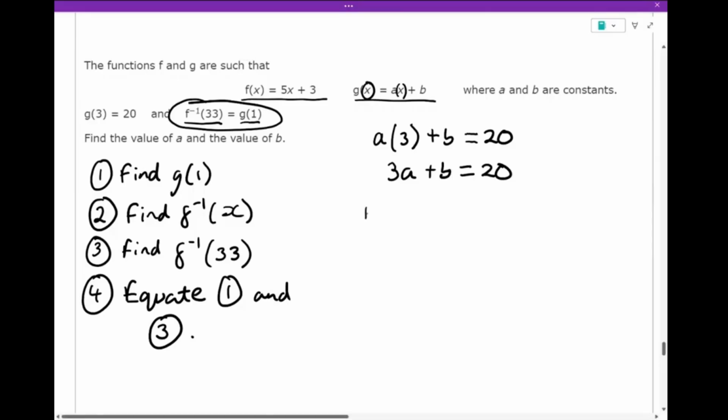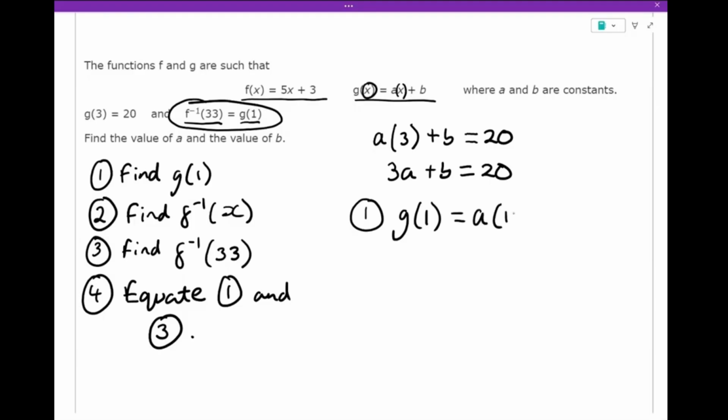So let's start with step 1, which is finding g of 1. I'm just going to write g of 1 over here. To find g of 1, I go to g of x and replace the x with 1. So I would get a multiplied by 1 plus b, which simplifies to just a plus b, since a times 1 is just a. So that is step 1 done.